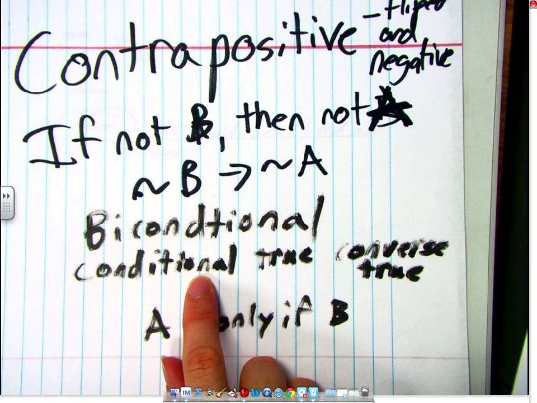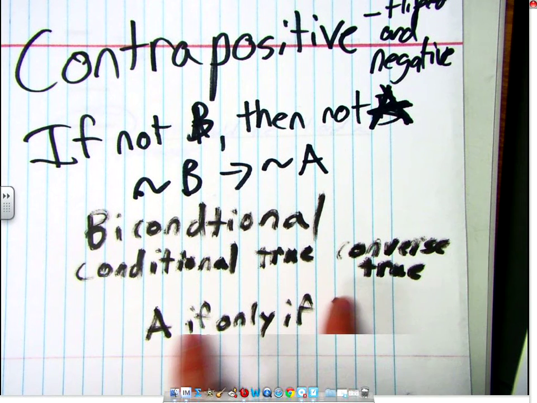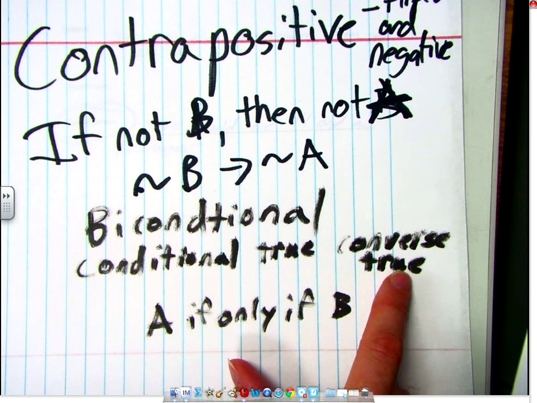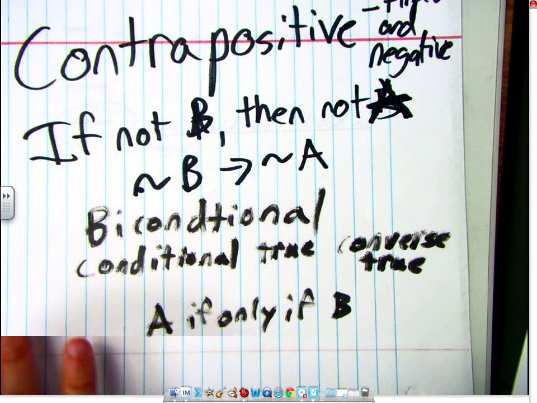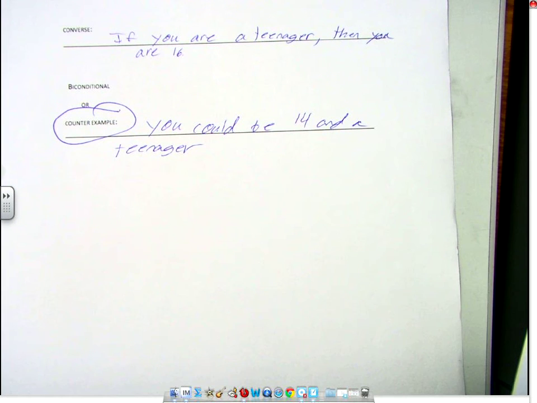Biconditional, conditional must be true. Converse must be true. A, if and only if B. If the conditional and the converse are both true, A, if and only if B. Okay, any questions about the homework or what all those words mean or anything?